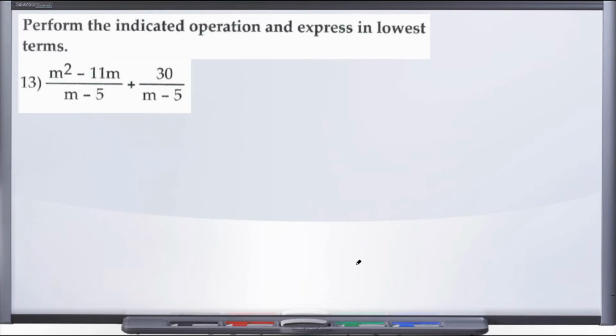Okay, so here we are, number 13. Will it be unlucky for us? I don't think so. I think we can handle this one. So we are still performing the indicated operation and expressing in lowest terms. We've been given m squared minus 11m over m minus 5 plus 30 over m minus 5.